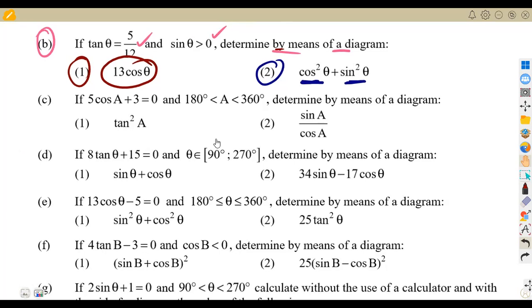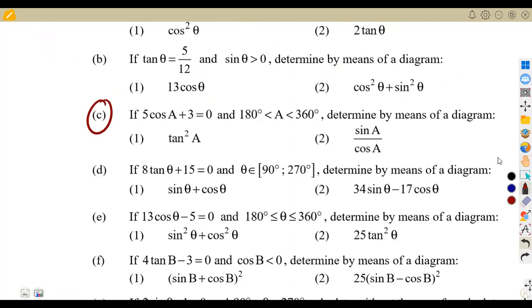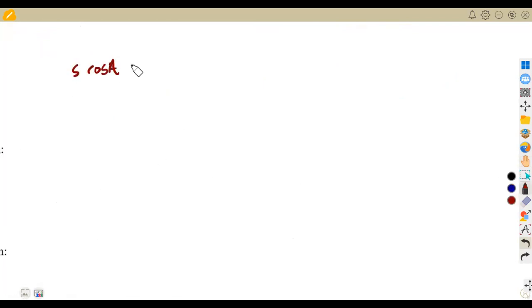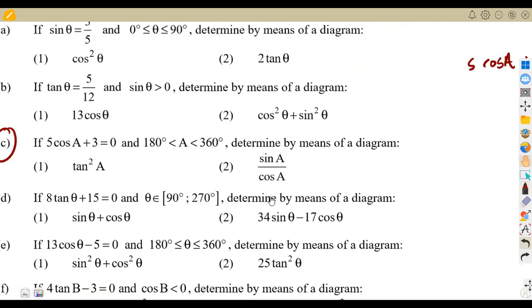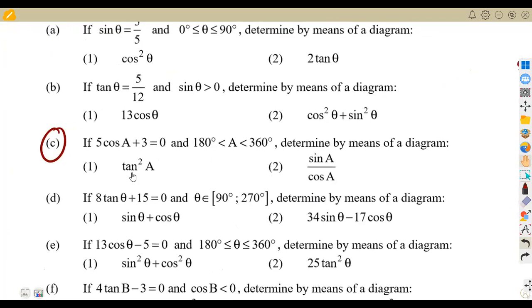All right, now we are given question C. Like I said, this interval is the one that is important for us. Let us see what they're saying here. They're saying 5 cos A plus 3 is equal to 0. That is good. And from there, they are saying A is greater than 180, but less than 360, right?